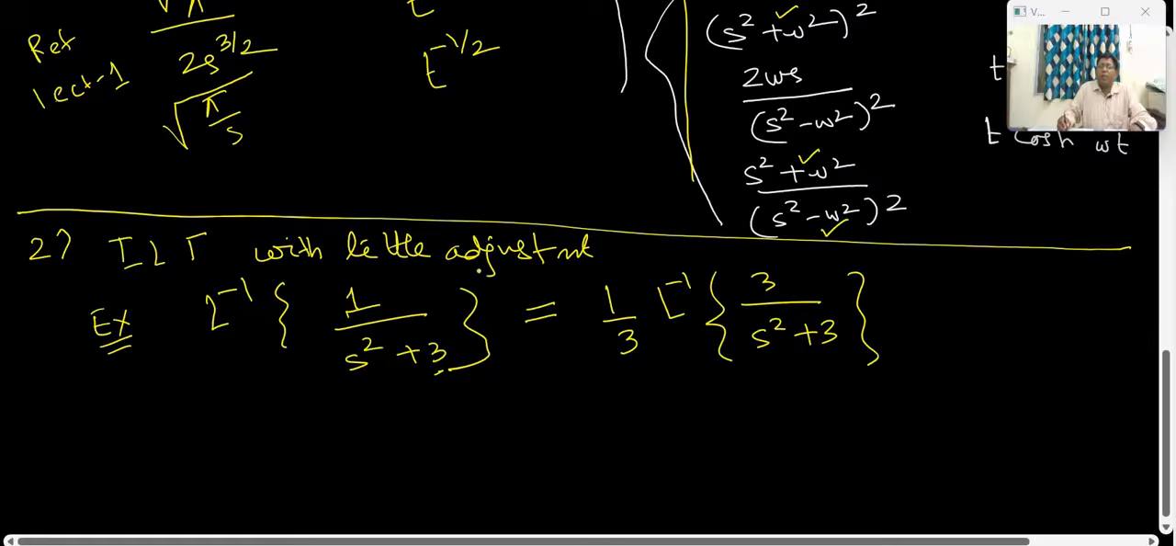Now we are ready to apply the formula. It is 1 by 3 sine 3t. Okay, sine 3t. So with a little adjustment here, we get it.